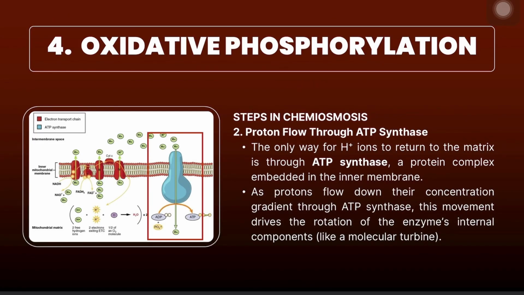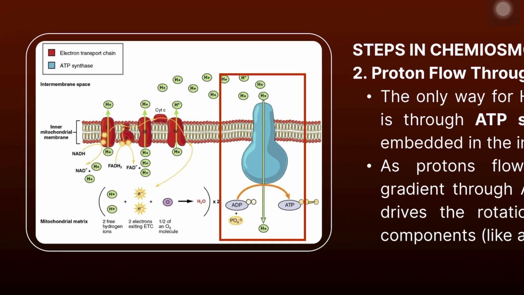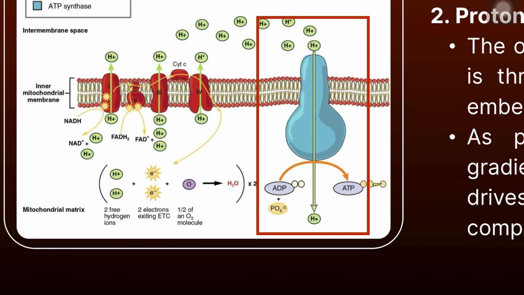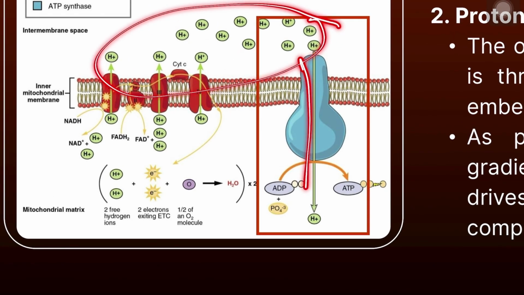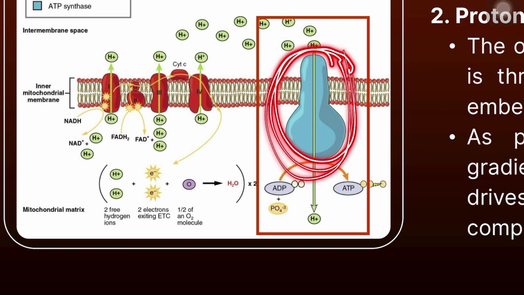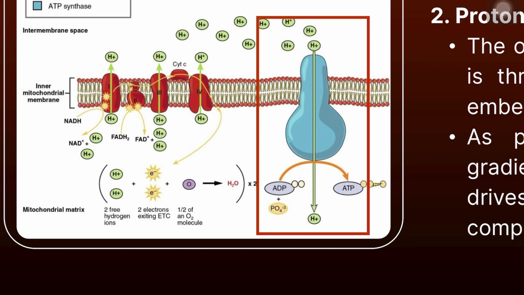So now the next step is the proton flow through the ATP synthase. Here, the protons want to move back into the matrix in order to equalize the concentration. However, the inner membrane is impermeable to ions, so they cannot pass through. The only pathway for the hydrogen ions is through the ATP synthase. So it's like their bridge to get back in.